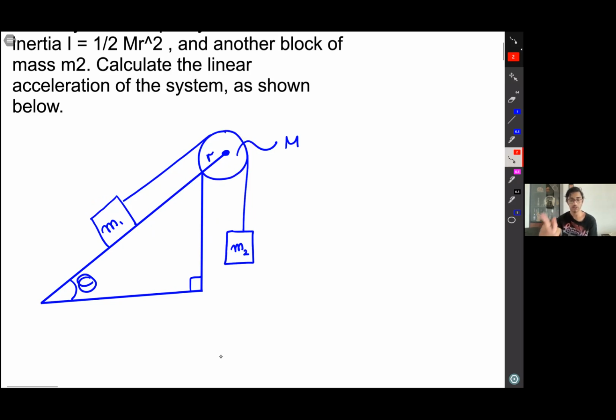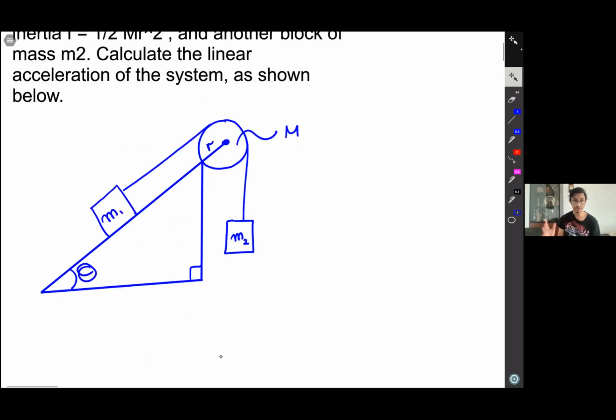Now be careful here. The problem says that this is a free to rotate pulley. Therefore, it's not going to be as simple as we expect. We will actually have to create 3 Newton law equations instead of 2, because there is a torque generated by this free to rotate pulley, which is not usually there in a static pulley. Okay, so let's first draw some free body diagrams on this.